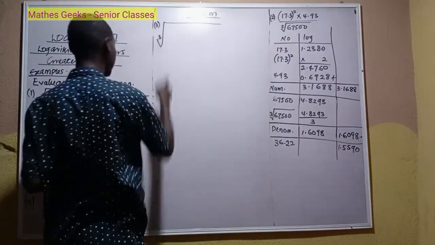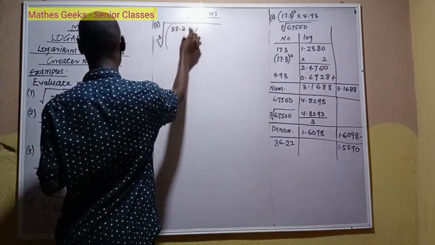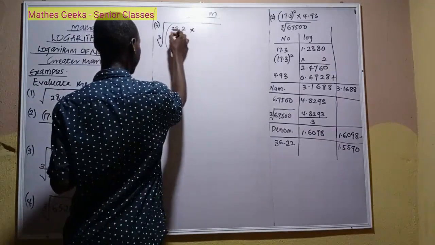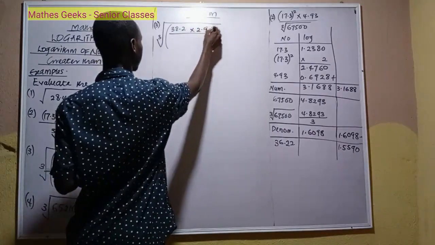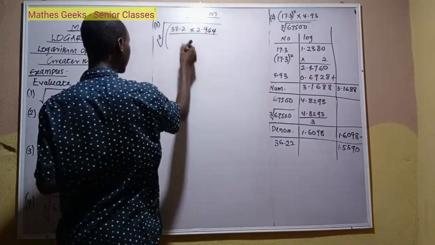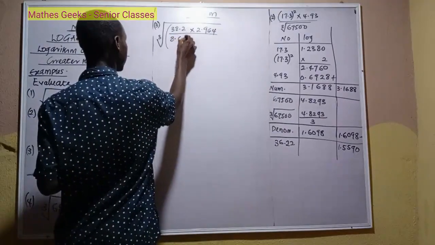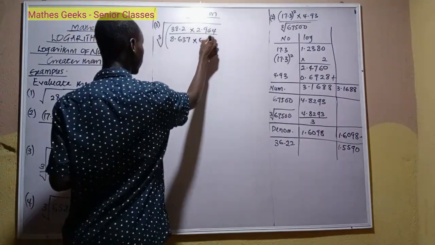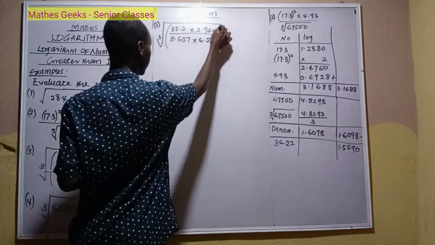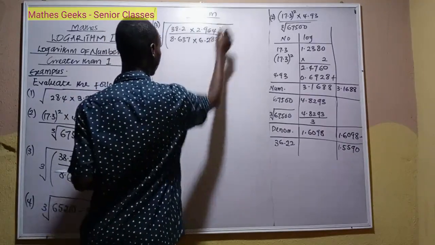Third root of 38.2 times 2.964 over 8.2, 637 times 6.285, minus square.